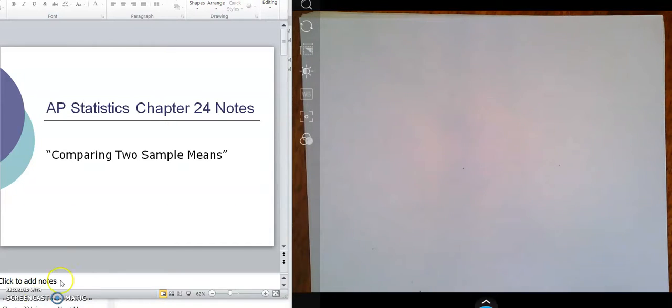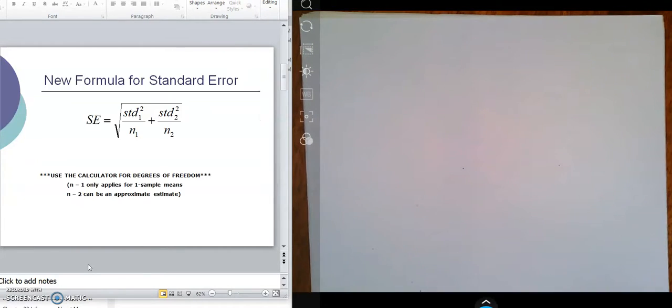Hey guys, today we are doing chapter 24 notes. Today we're comparing two sample means. Again, this is extremely similar to comparing two sample proportions. We're just going to be using means instead.